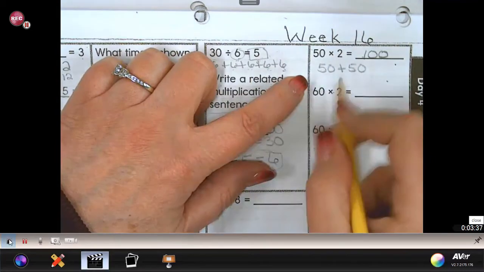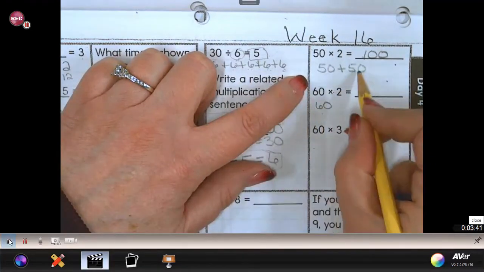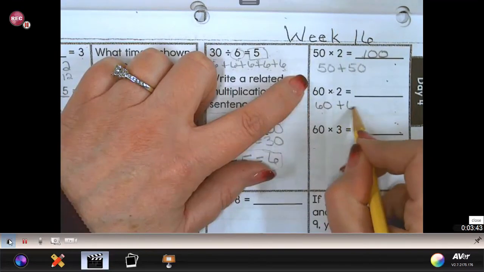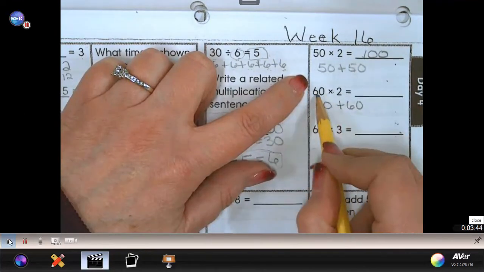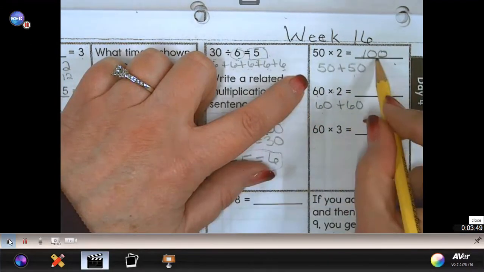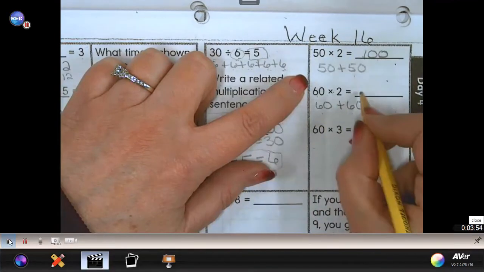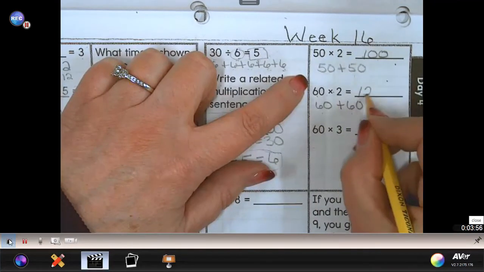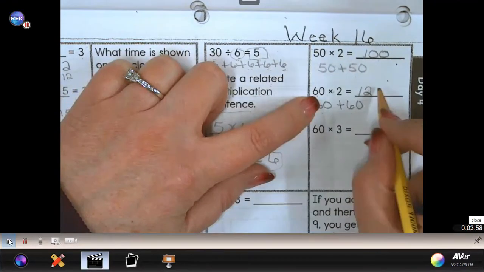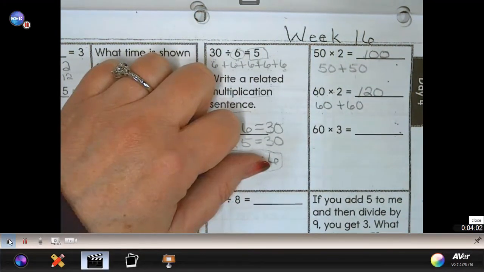Now, if we take another 10 and add it, that makes 60. And 2 groups of 60 should be 10 and 10 more added to this 100. So if you know what 6 plus 6 is, 6 tens and 6 tens would make 12 tens. And then we have no ones, that would be 0. So 120 is going to be our product.